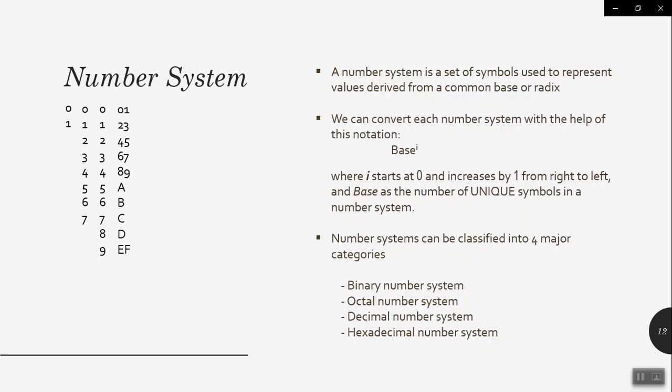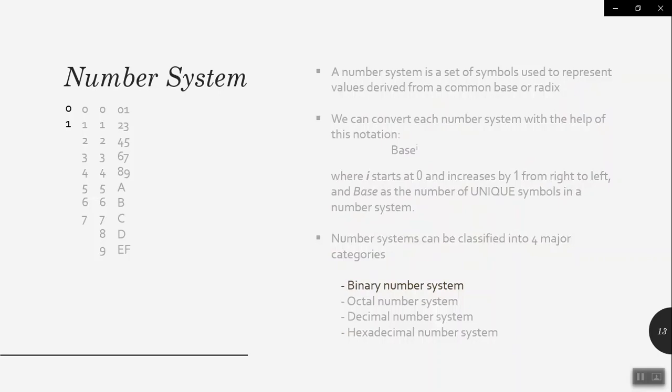Number systems can be classified into 4 major categories. The first one is the binary number system, then the octal number system, the decimal number system, and also the hexadecimal number system. So let us first discuss the binary number system.